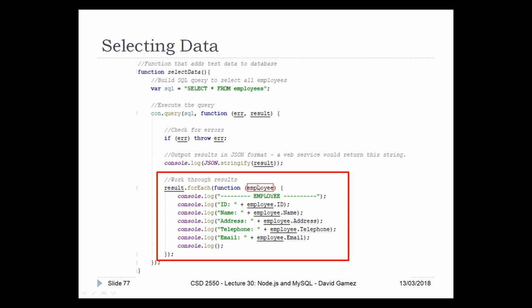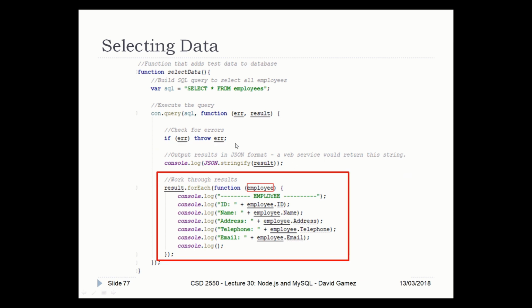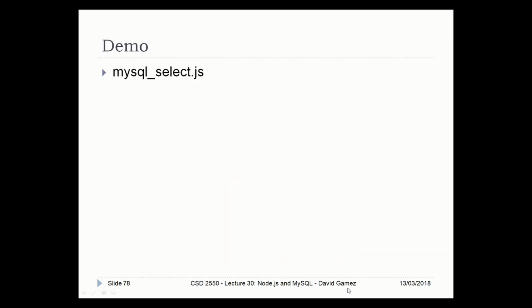Now the employee object is a row, and the row has an ID, a name, address, telephone number and email. So we can access the data in all of the columns in the row in this very simple way using dot notation, and we can output them to the console. In the context of your projects, the most sensible thing to do is just return them as JSON. So, a little demo.